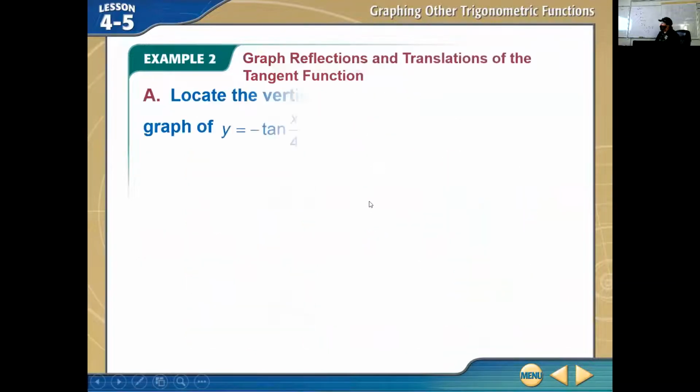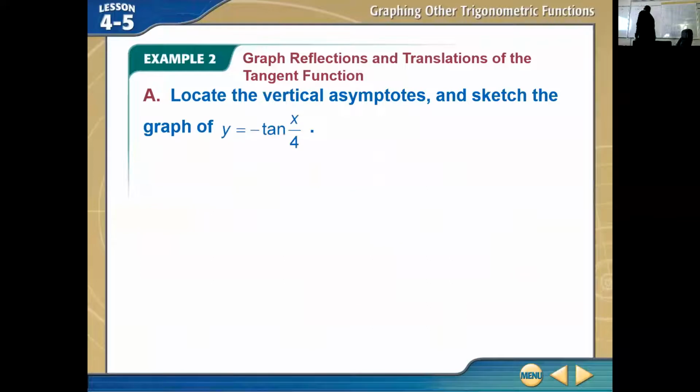So remember, the key to graphing tangent is first, find your period, find the locations of those asymptotes, find the intercepts, and then sketch it. So here we have the graph of a negative tangent of x over 4. Locate the vertical asymptotes and sketch it. All right. So what does this do? What does the negative out front do?